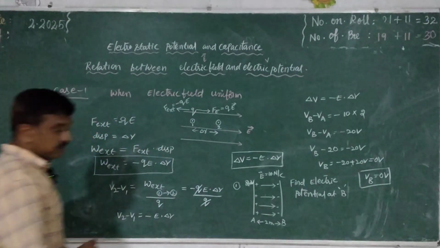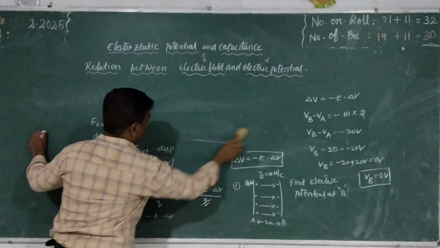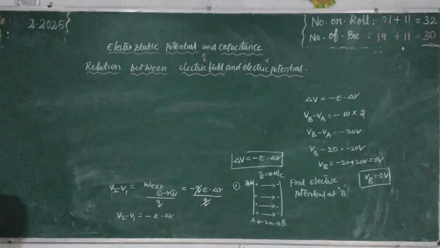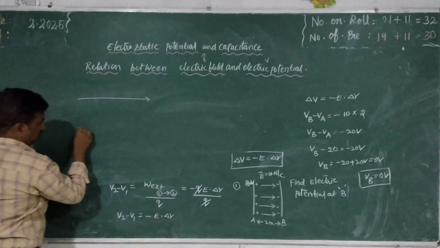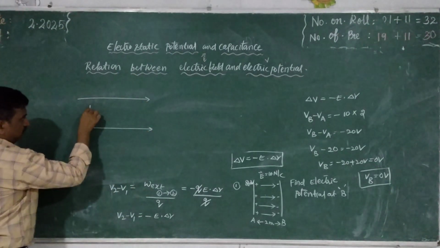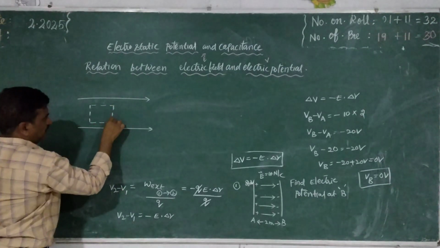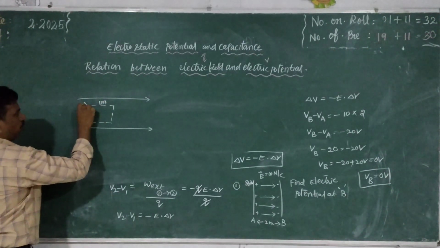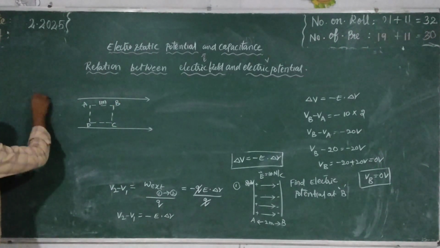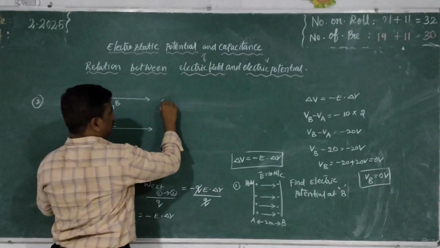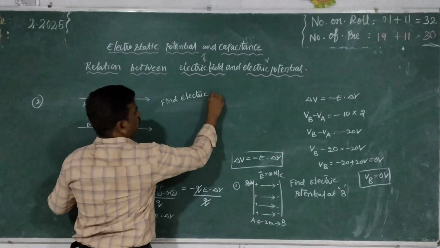Next problem, the second one. I write here, second problem. This is the uniform electric field E. Here, this is a square. Its length is 1 meter. The points are A, B, C, D. What do we find now? Find the electric potential.